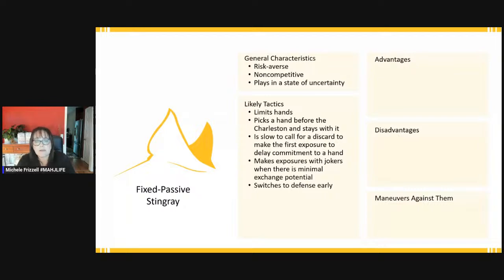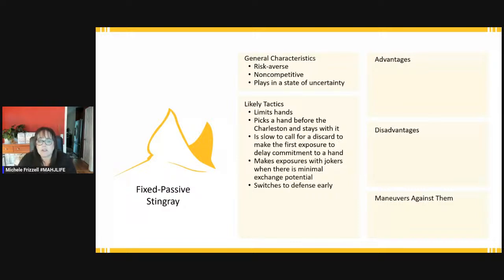Their likely tactics are that they're going to limit hands. They pick a hand before the Charleston typically, and they stay with it. They're slow to call a discard to make an exposure, and they tend to delay commitment to a hand. They make exposures with jokers when there's minimal exchange potential, and they typically switch to defense early.